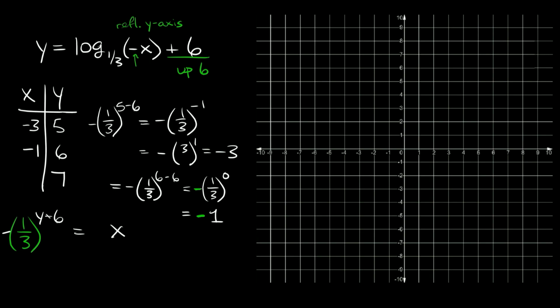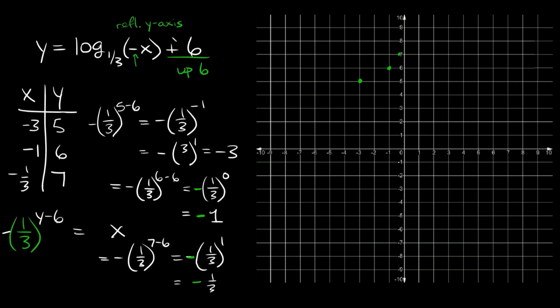All right, and then lastly, if we plug in a 7 here, it's going to be equal to negative 1/3 raised to the 7 minus 6, which is equal to 1, right? So negative 1/3 raised to the positive 1. So then this is equal to simply 1/3, and then again our negative sign right there. So negative 1/3. Okay, so let's plot our points. So negative 3, 5 is right there. Negative 1, 6 is right there. And negative 1/3, 7 is about right there.